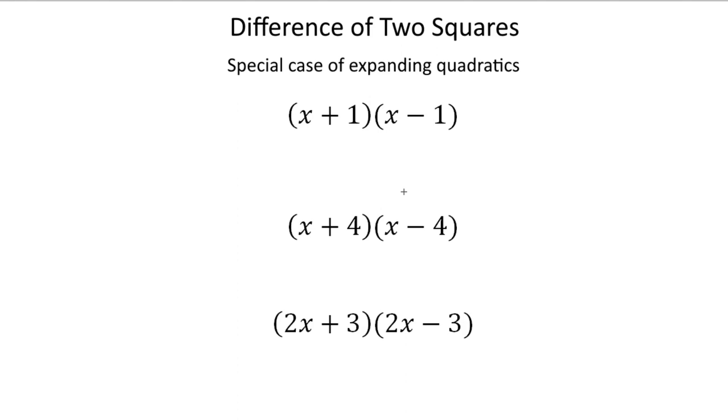So this is a process called difference of two squares, and this is a special case of expanding quadratics. This happens when you have two binomials that are the same, but one has a plus and one has a minus. So all these three you can see down here are the same. So let's just expand this out as usual.